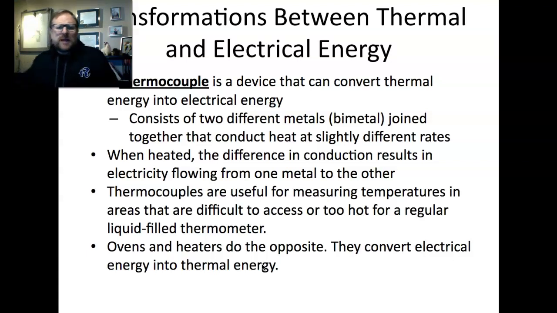All right, so transformations between thermal and electrical energy. And this is a really interesting one. And we have these in our houses, but we don't always notice that they're there. And we can transform thermal energy to electrical energy and vice versa using something called a thermocouple. Okay, and a thermocouple is a device that can convert thermal energy into electrical energy.